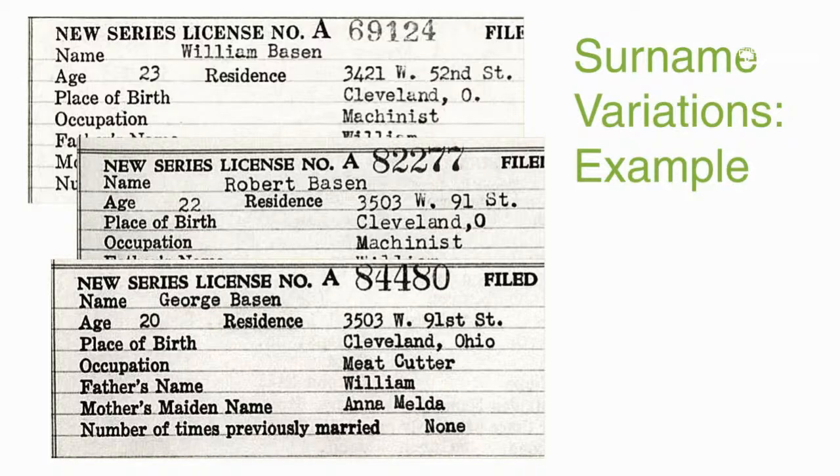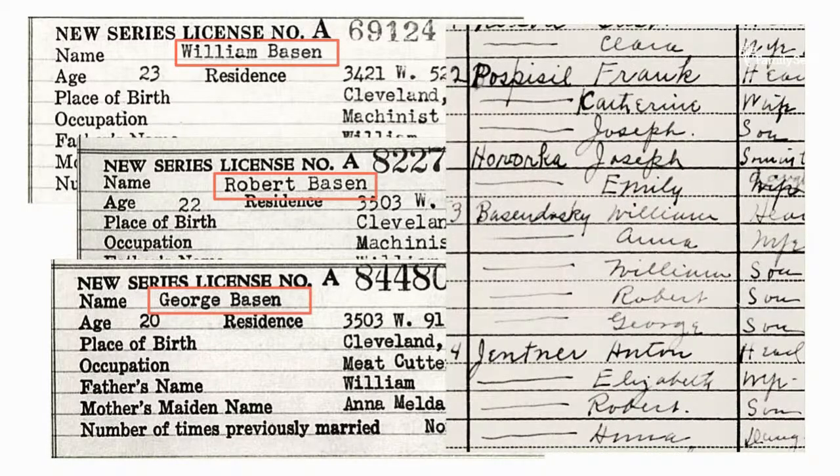I went looking for the family in the 1930 census, and what do I discover? Again, there are the 3 kids, William, Robert, and George, with William and Anna, the parents, but the surname wasn't Basin, B-A-S-E-N, it was Basin-Dosky. And you kind of want to think what was going on in that time period that might have encouraged them to drop the end of the surname.